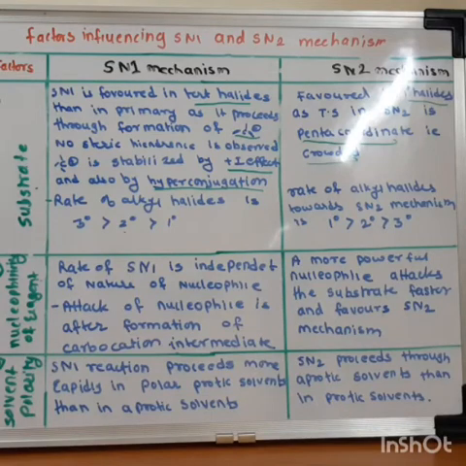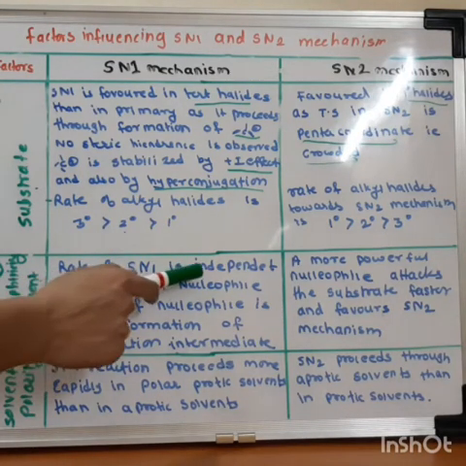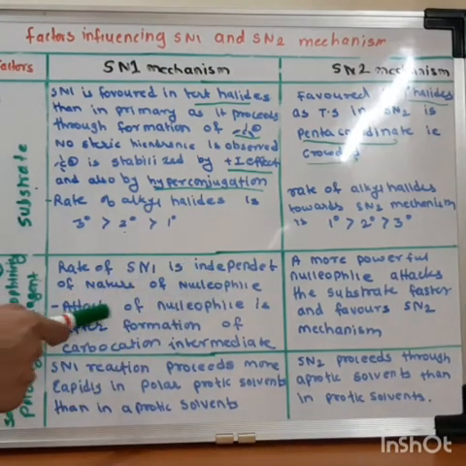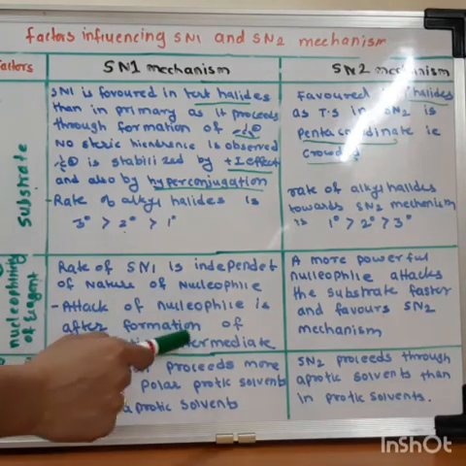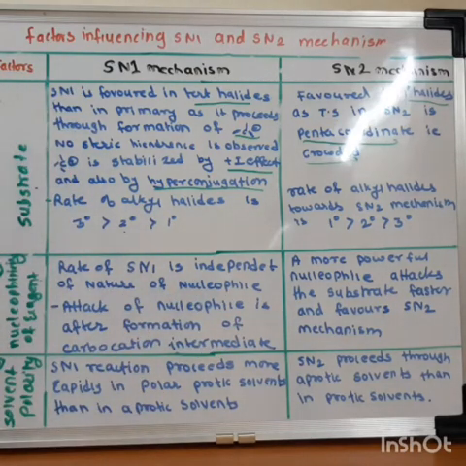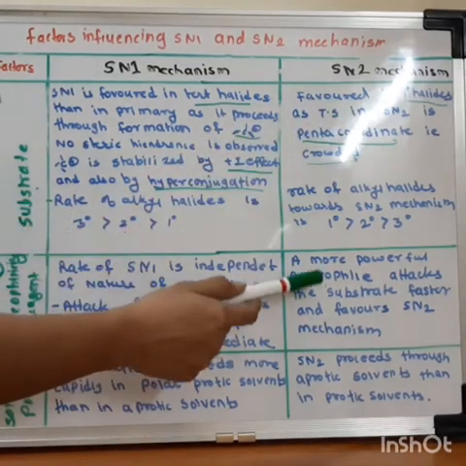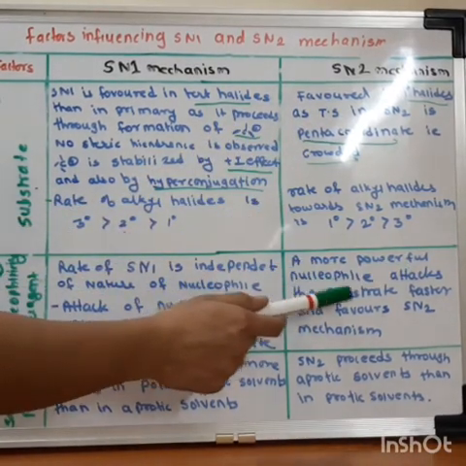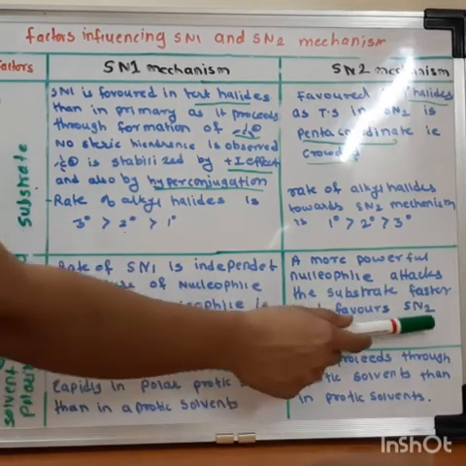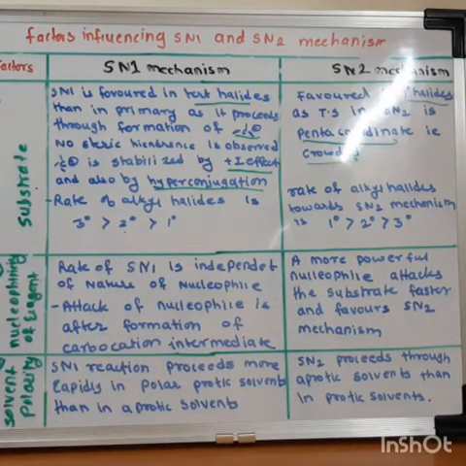Next factor is nucleophilicity of reagent. Rate of SN1 is independent of the nature of the nucleophile. Attack of the nucleophile is after formation of the carbocation intermediate in the SN1 mechanism. And in the SN2 mechanism, a more powerful nucleophile attacks the substrate faster and favors the SN2 mechanism.